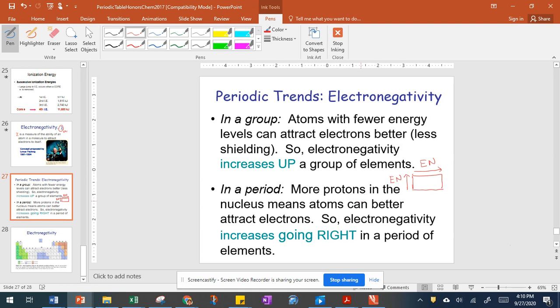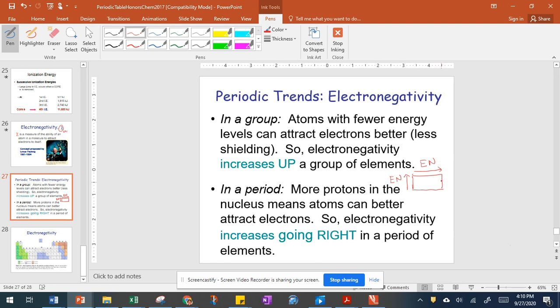Going across a period from left to right, we have more protons in the nucleus. This allows the atom to better attract electrons to itself. So electronegativity increases going to the right in a period.